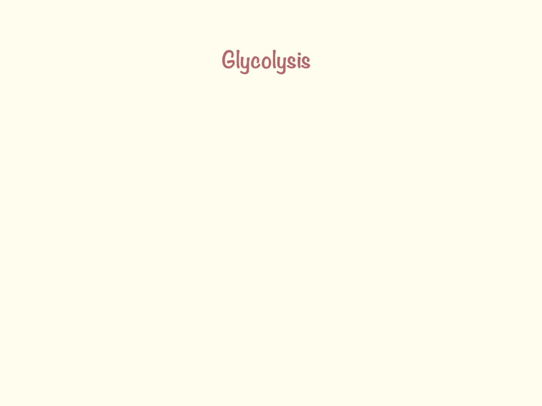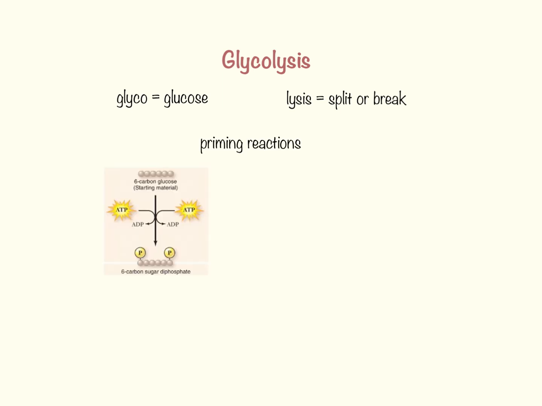The aerobic pathway is often divided into 4 steps. The first one is glycolysis. Glyco refers to glucose, and lysis means to split or break. This step breaks glucose in half. The first set of steps of glycolysis are called the priming reactions. Glucose needs to be activated by 2 ATP before it can be split. This activation energy is the push to start this exergonic pathway.